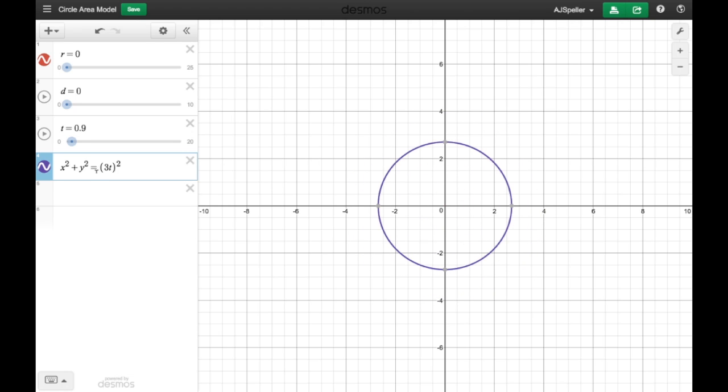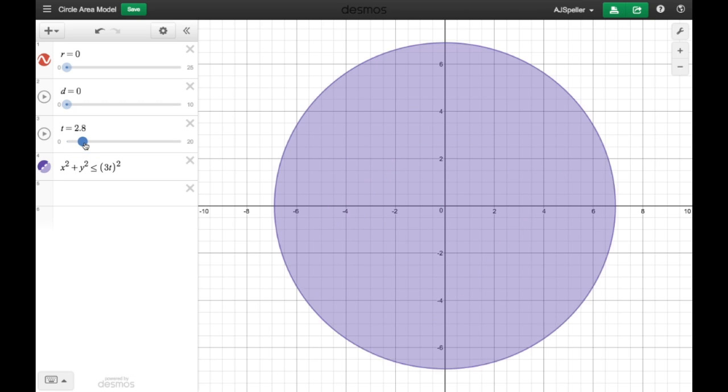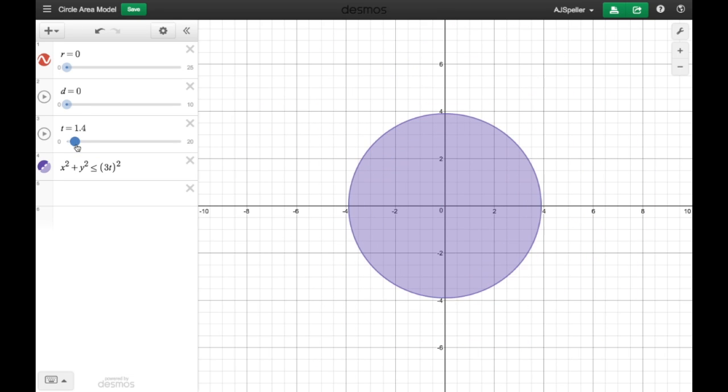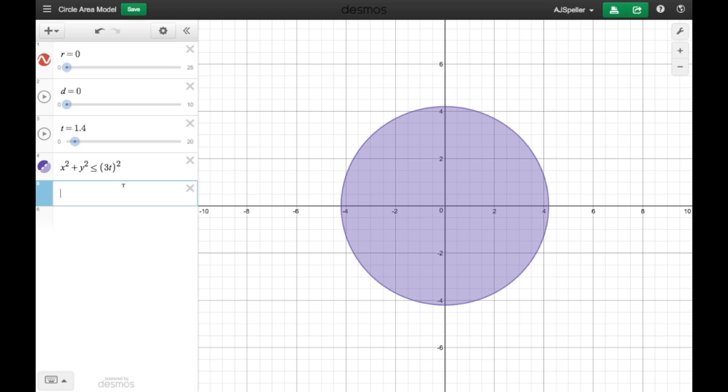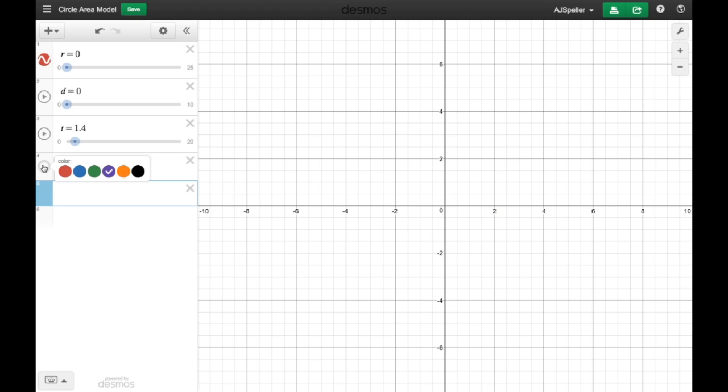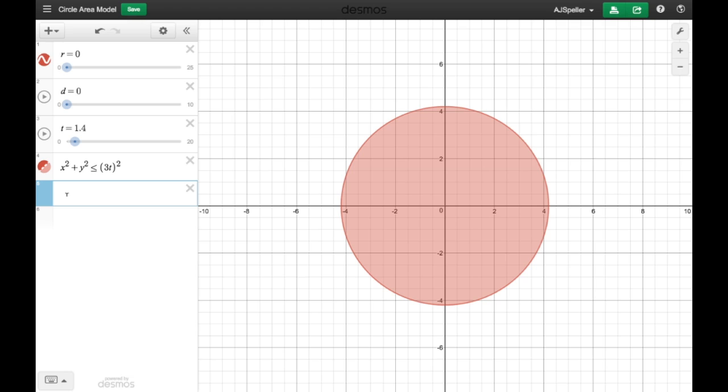And let me add in that less than or equal to. Now we see that the inside of that is shaded in, so it helps us to better visualize the model. Next thing I want to do is go ahead and change the color. So let's make this thing red. And next let's put in the radius.